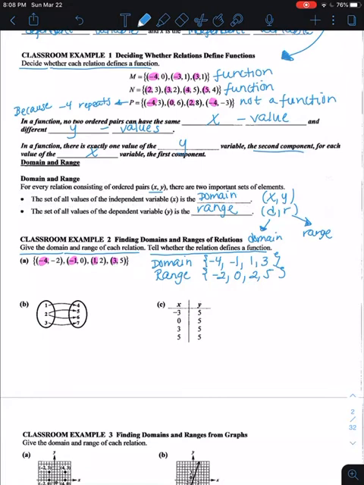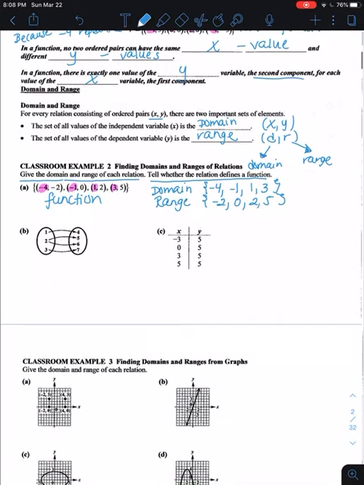Then it says, tell whether the relation defines a function. So that goes back to the previous example. Notice how I have all my x values highlighted. And to determine if it's a function, none of the x values can repeat. So if you notice, in example A, none of my x values repeat. So yes, this is a function. That's how you determine.